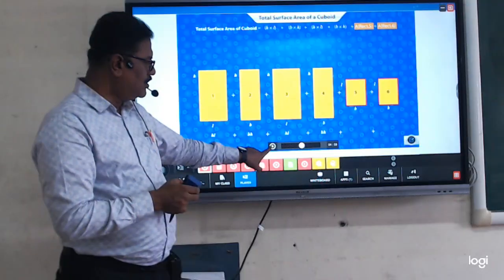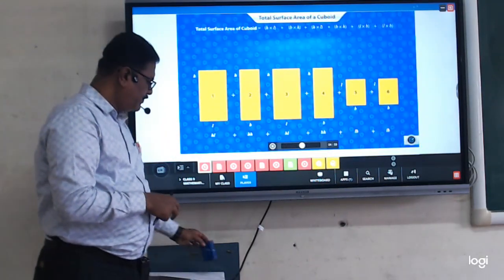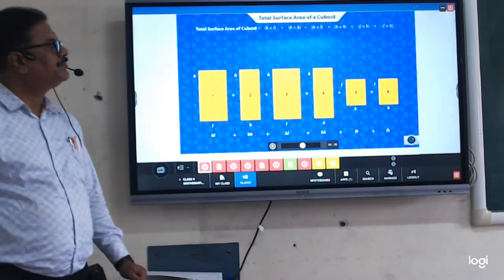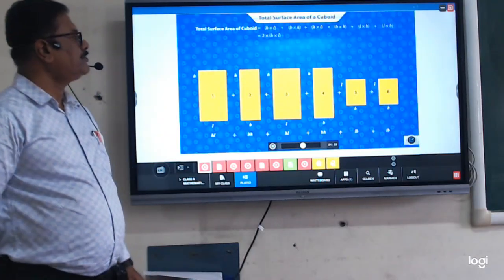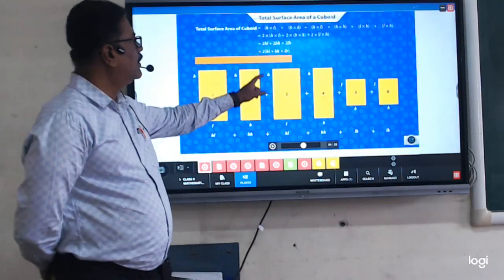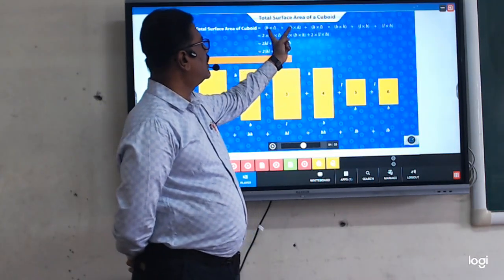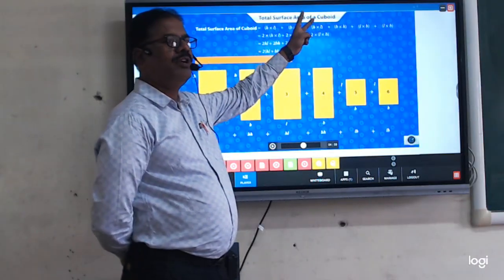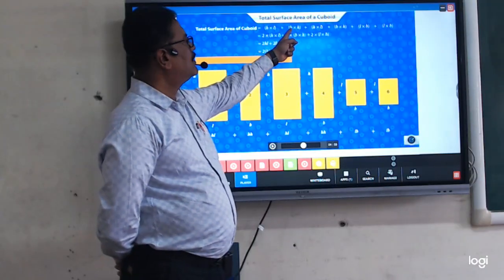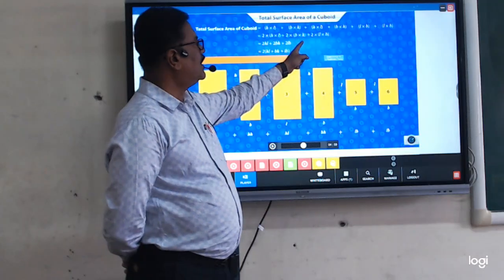Now how are those areas added? The area of a rectangle is L into B. On simplifying the expression, we get the following formula for the total surface area of a cuboid. See, h into L one time, h into L one time, h into L one time, h into L one time. How many times h into L? Two times. So two times h into L. Similarly, b into h we have twice. So two times b into h.